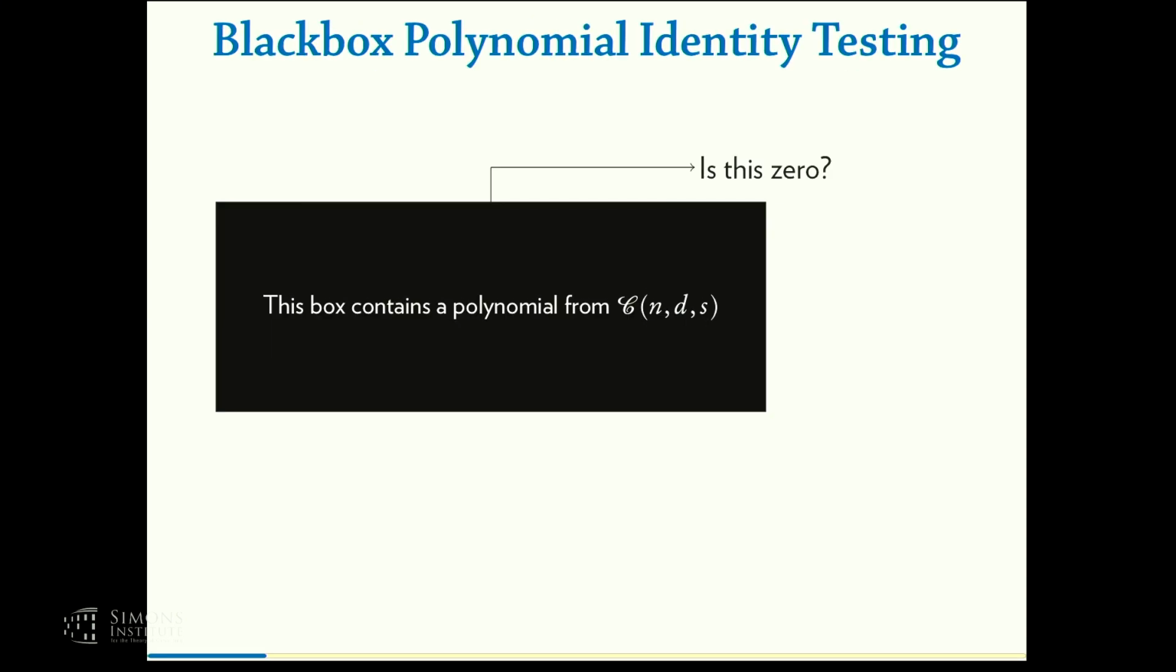Or the stronger form is what is called black box identity testing, where you're provided a black box with some very basic parameters to say that in this black box is a formula that has these parameters, and the only thing you can do is you have evaluation access.